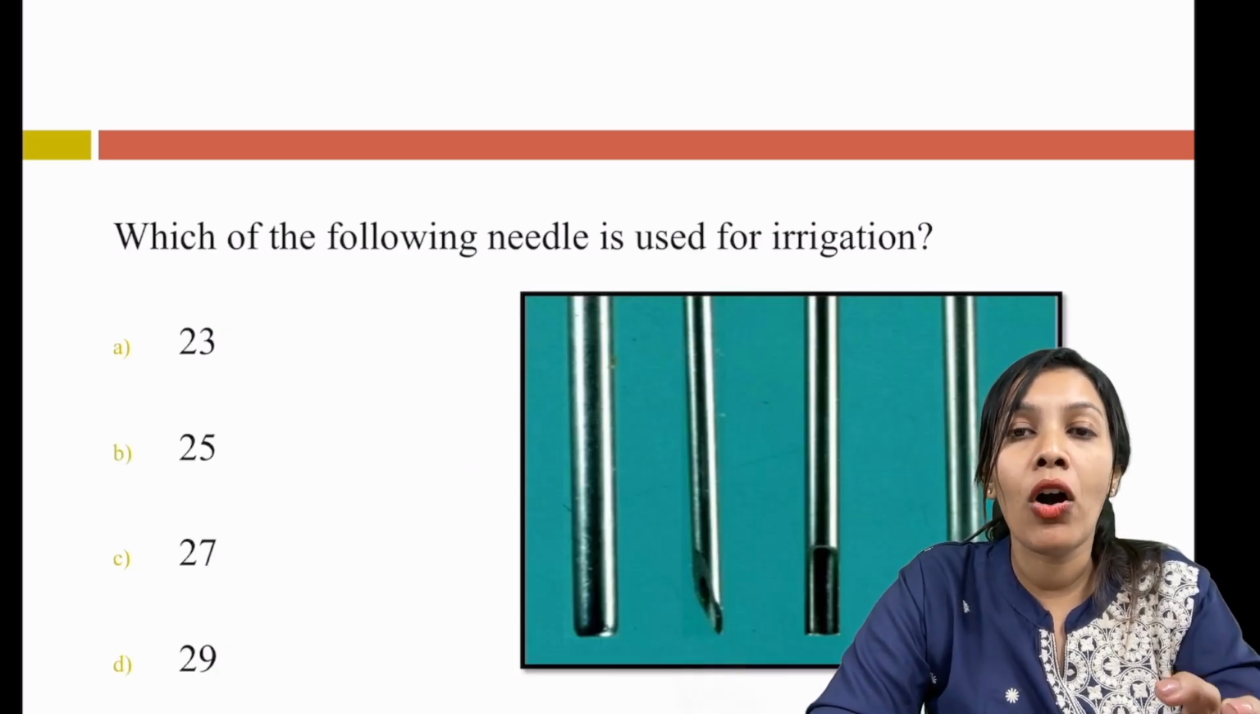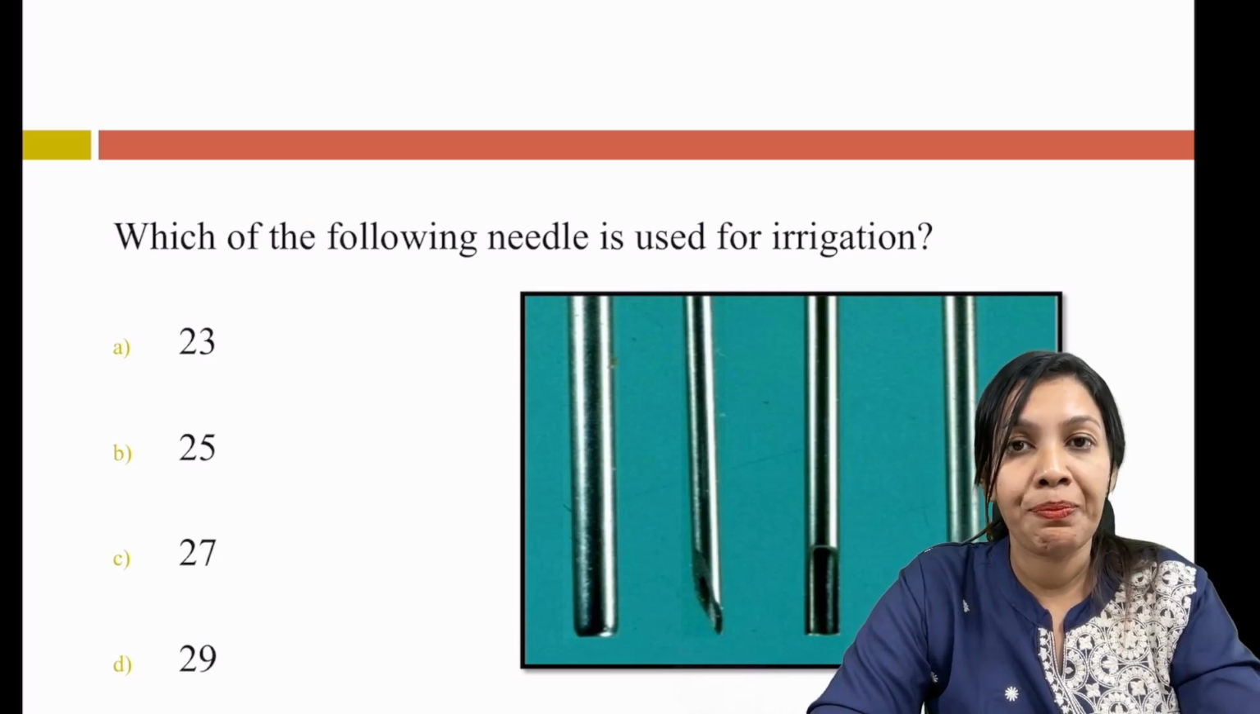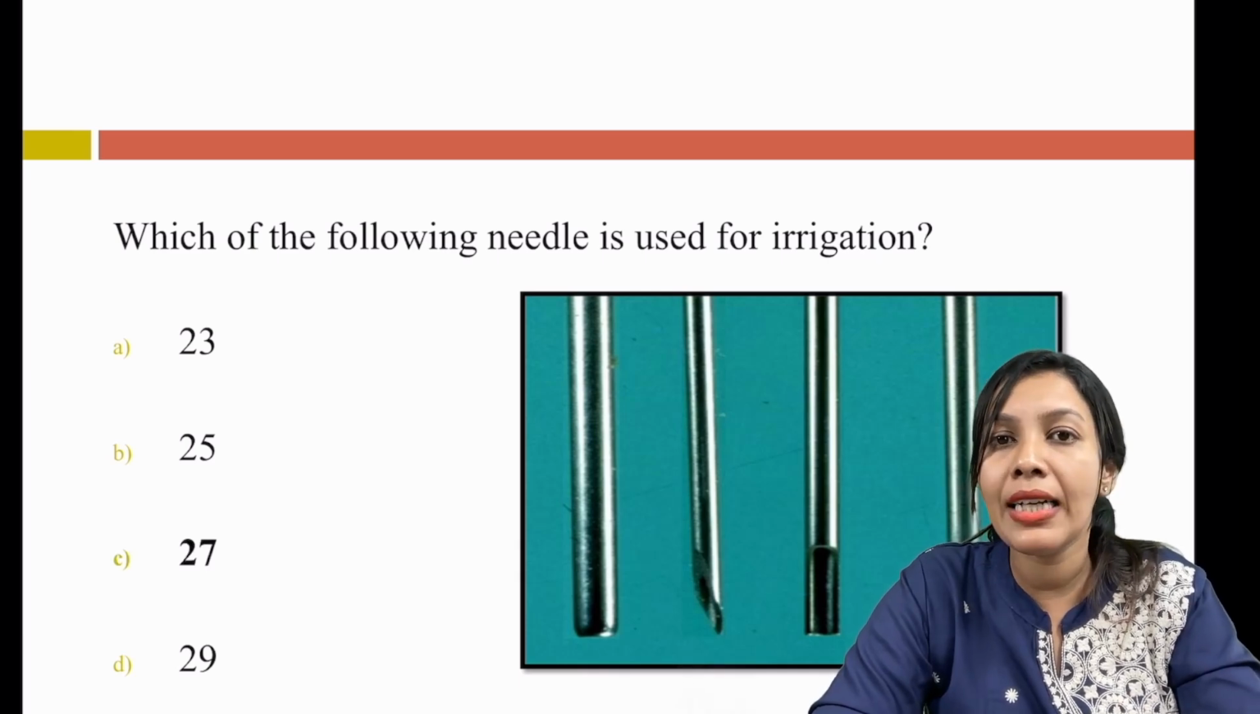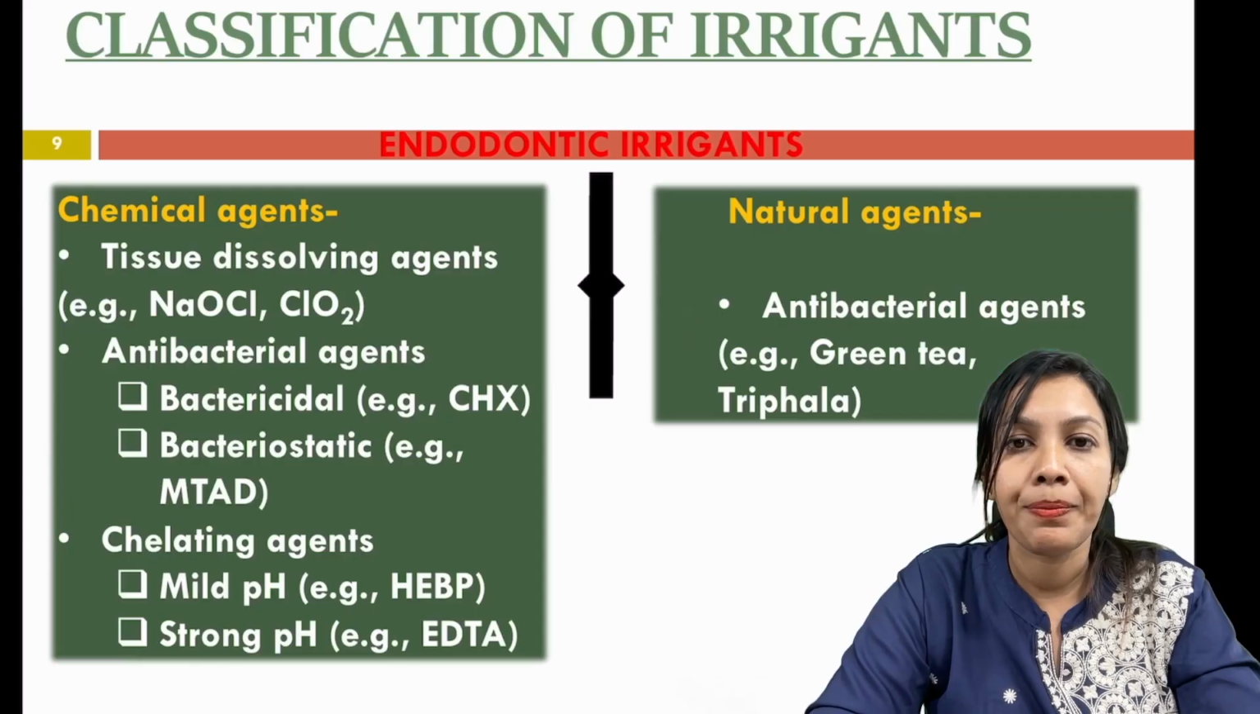Next, which of the following needles is used for irrigation? As I said earlier, 28, 30, etc. are preferred, but in endodontics what we commonly use is 27, right? If 28 is there, you can actually use 28.